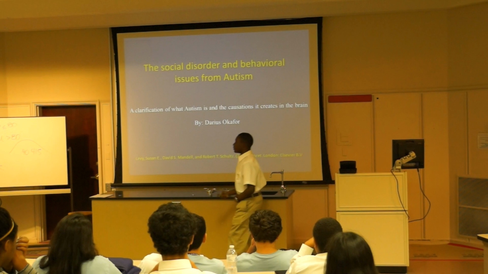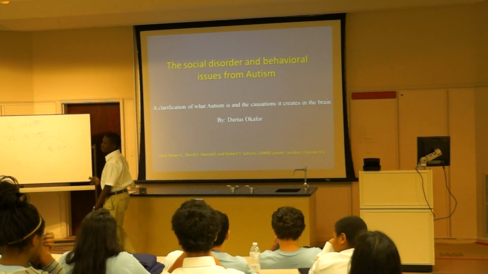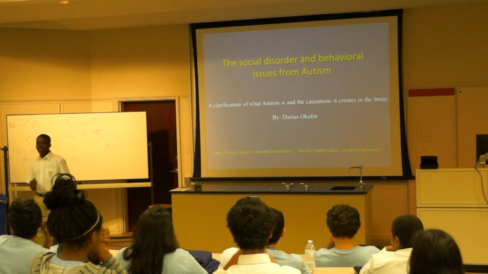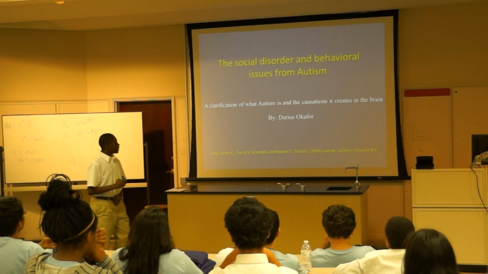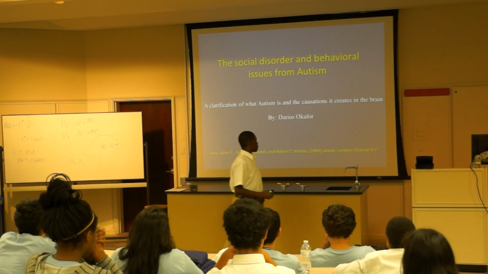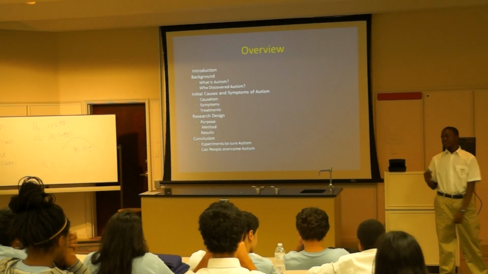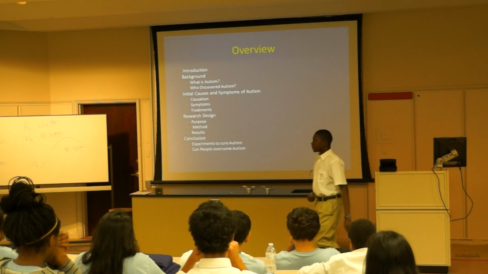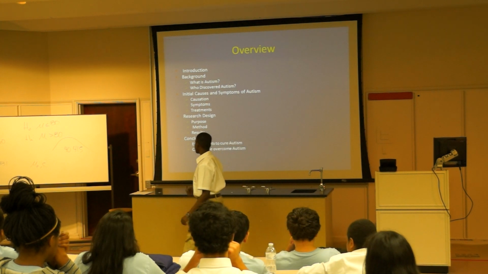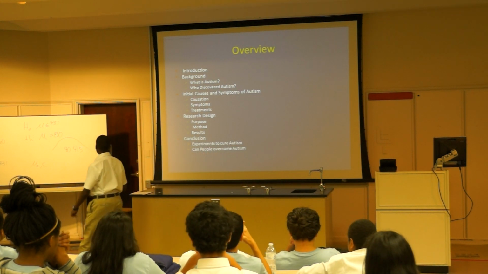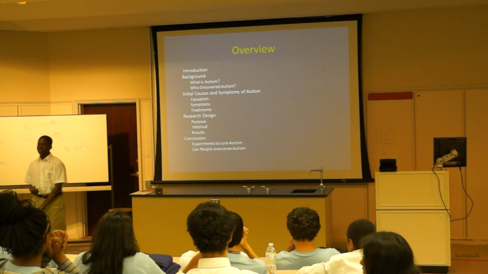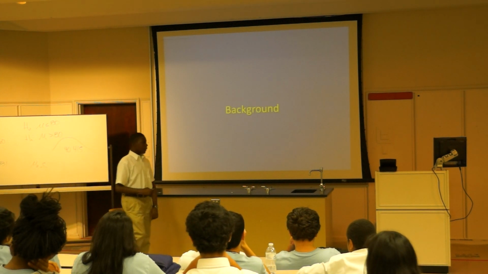My PowerPoint is about the social disorder and behavioral issues from autism. A clarification is, what is autism and the causes it creates in the brain by Darius O. Next slide, my overview. I'm going to go over my background, my initial causes and symptoms of autism, my research design, and my conclusion.